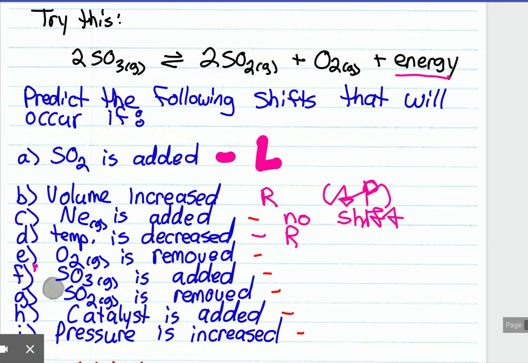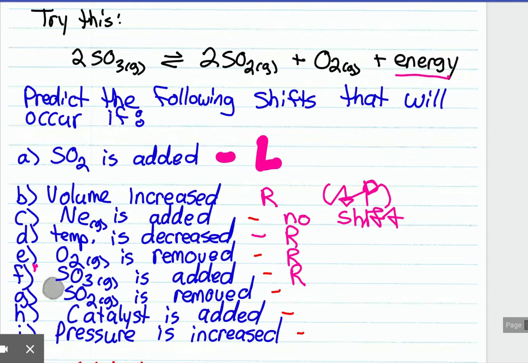Oxygen gas is removed. Again, if you take, you move towards. And so our oxygen is in our products. So we're going to remove, the equilibrium is going to adjust to restore the amount of oxygen. So again, we're going to move right here. If we look at F, we are adding SO3. If you add, you move away. So the equilibrium wants to adjust to remove some of the extra SO3. So adding, you move away. We're going to move right.